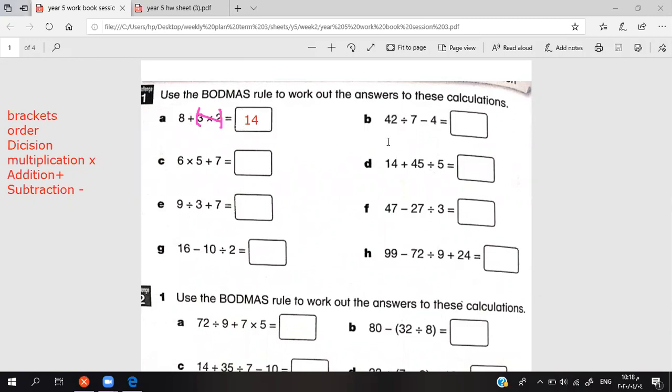Let's try number B. In this, I have division and subtraction. According to BODMAS, which one should I do first? Which one comes first? The division. Okay. So here I will do the division first. 42 divided by 7 is 6.